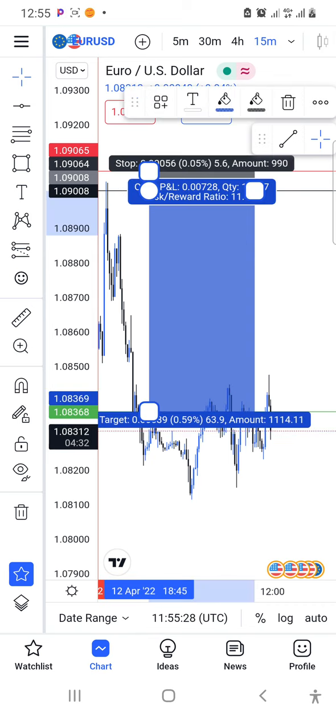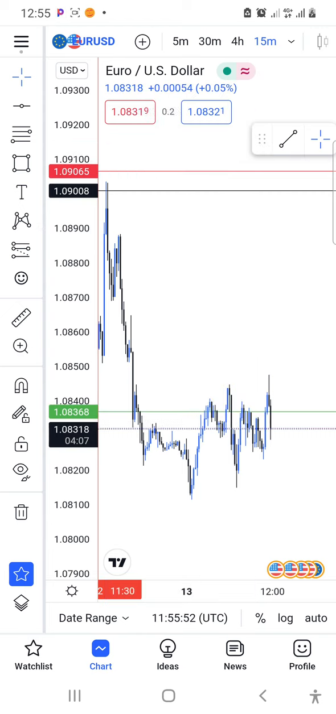So what's the risk to reward ratio? My stop loss is 5.6 pips, and then my reward is 56 pips, or 63.9 pips. You get it now. And then let me tell you how beautiful this thing is. I'll show you that. It's really something you need to ensure that you become a part of.